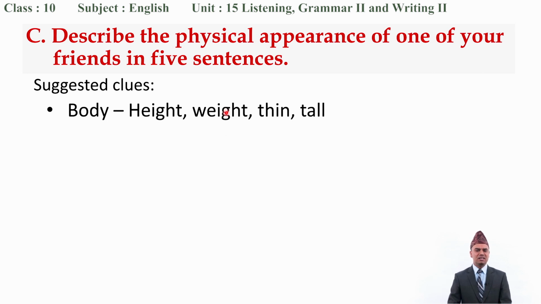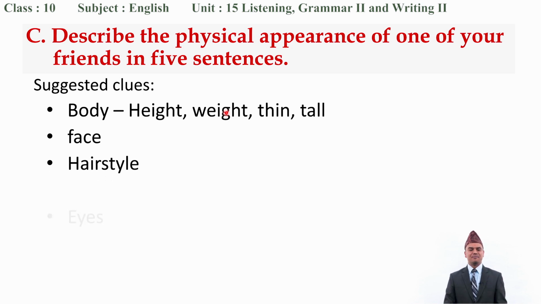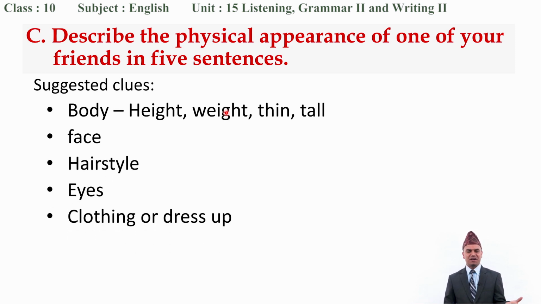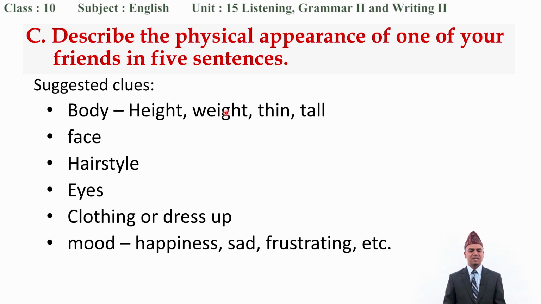You have to describe body, weight, thin, tall, face and hairstyle, eyes, clothing or dress, and mood, happiness, sad, frustrating, etc. These are the clues. By using these clues, you can describe someone's physical appearance. Okay, can you try? You can try at home, but today I'm going to describe a sample. Based on that sample, you have to describe your friend's physical appearance, your relatives' physical appearance, whatever. No problem for that.